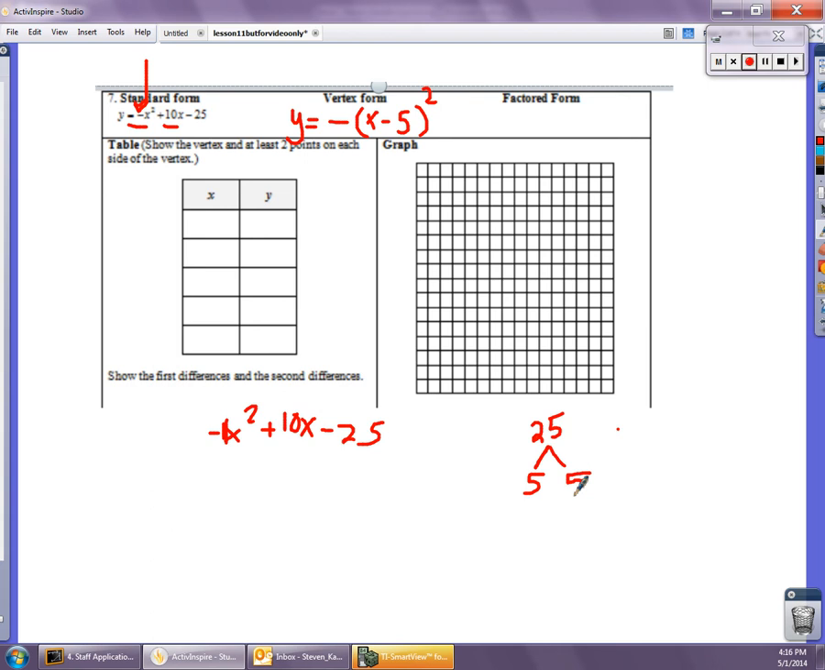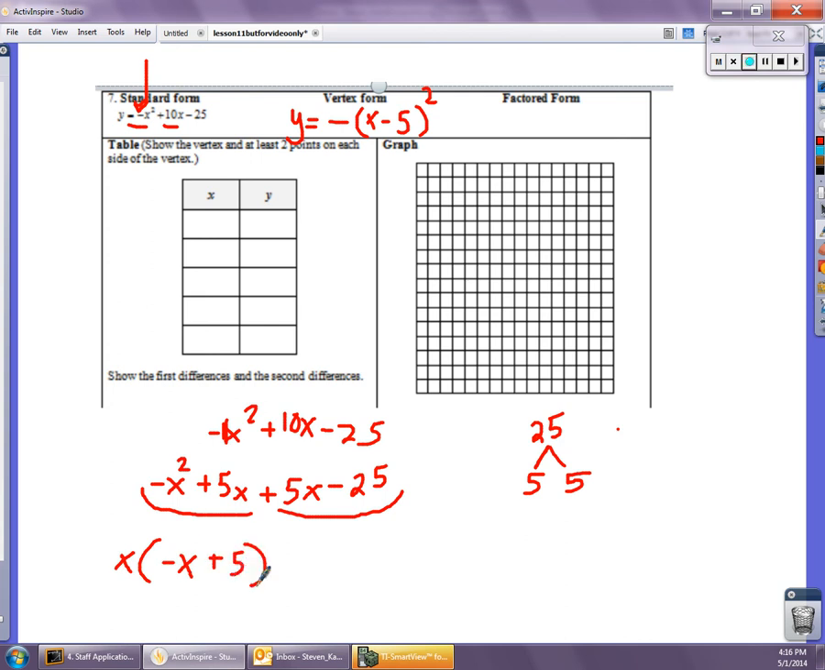That's 5 and 5. So now we're going to write it as a 4-term polynomial, because we have to go the long way in factoring. Negative x squared plus 5x, another plus 5x, because those are the two numbers we found, 5 and 5, and then minus 25. Now we're going to group these two and these two together. The greatest common factor of this group is x. I'm left with negative x plus 5. The greatest common factor here is a 5, but we're left with x minus 5.